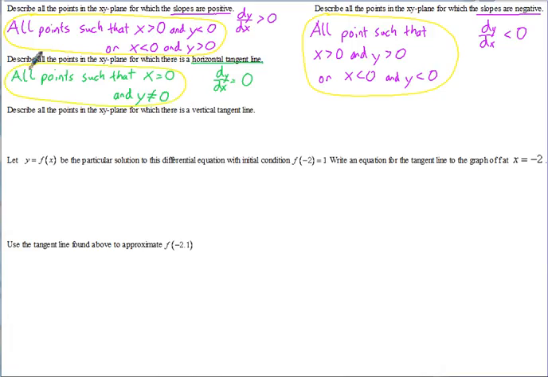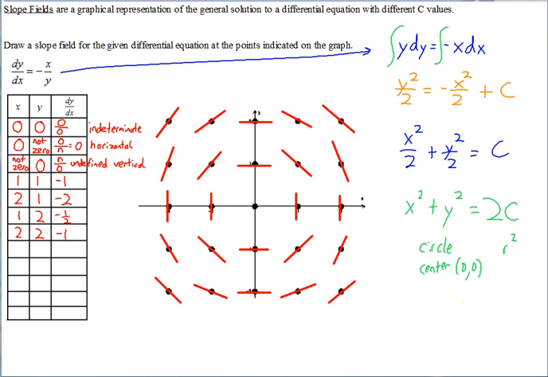So when it's saying all the points in the xy plane, we're talking about the entire slope. We only drew a small part of it. Then describe all the points in the xy plane for which there is a vertical tangent line. With a vertical tangent line, that means the derivative must be undefined. So that means the denominator would have to be 0. So to make the denominator 0, y would have to be 0.